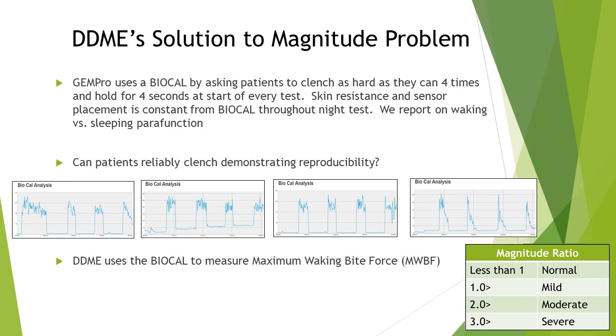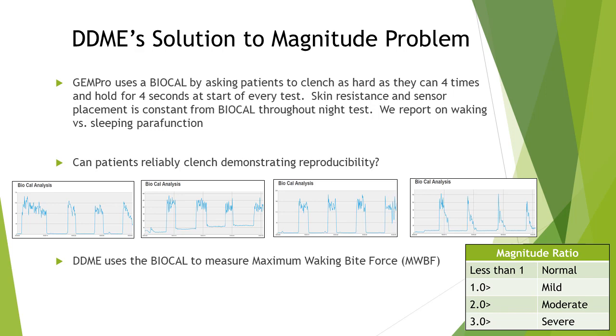Okay? So if your ratio is 1, that is, you can bite down as hard as you can when you're awake, and it is the same when you sleep, that's 1. That's abnormal. A 2 is moderate. Okay, so that means that you're biting down twice as hard when you're asleep as when you're asked to bite down when you're awake. And 3 is severe, meaning 3 times as hard when you're asleep.